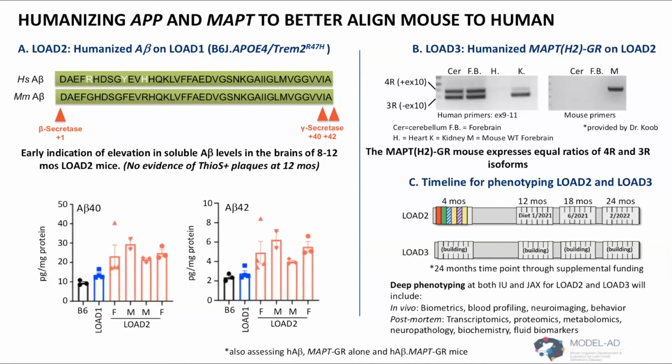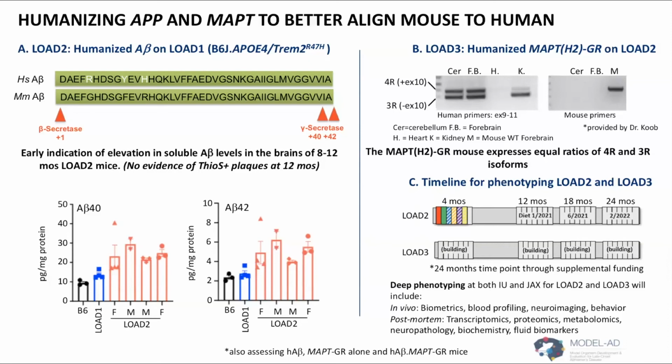And so what we've done is humanized, i.e. replaced the mouse tau with the human tau. And this was done by Dr. Michael Koob, and he's provided the mice for us, and we've now introduced it to create this LOAD3 mice, which essentially carries four risk loci, the APOE4, the TREM2, the humanized A-beta, and now the tau. The timeline for phenotyping, one of the major things of Model AD is that we need to get real and we need to do our aging studies.